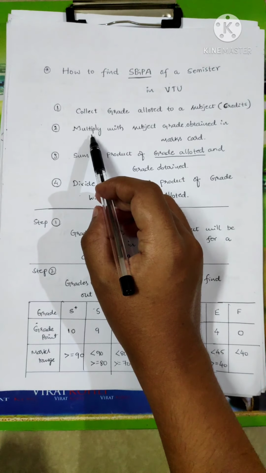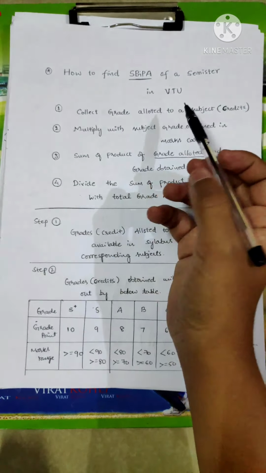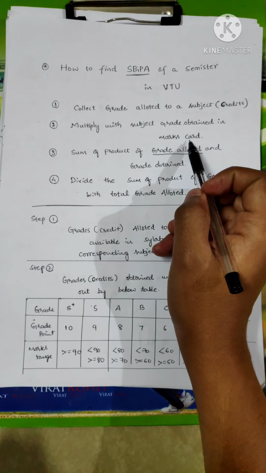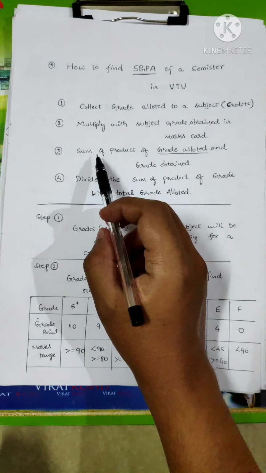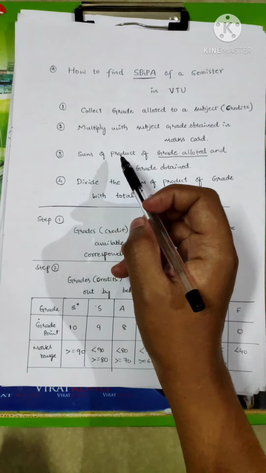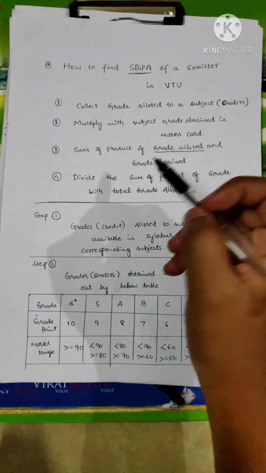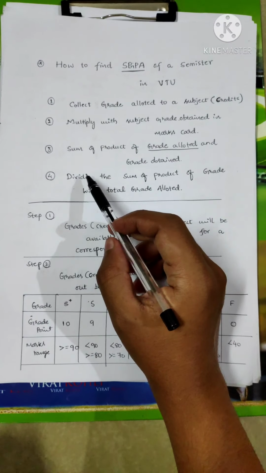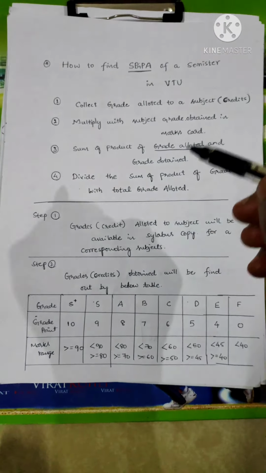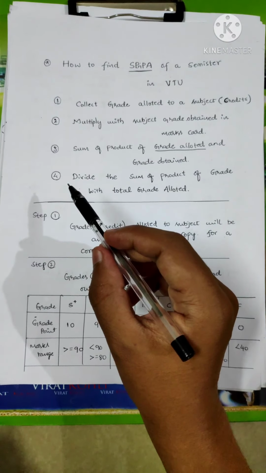And then we have to multiply that credit with the subject grade which is obtained in the semester marks card. And the third step is the sum of all products of credits allotted and grades obtained, and then we have to divide that sum of the products by the total credits allotted. Okay, then we will discuss each and every step briefly.